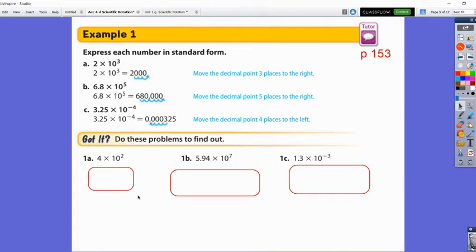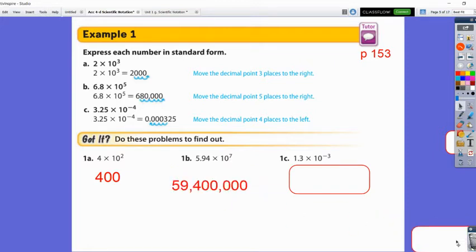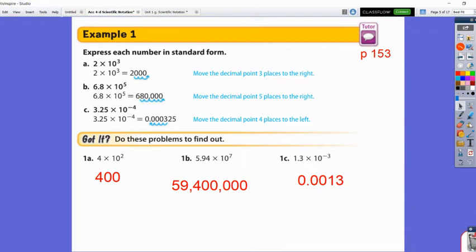There's a few for you to try on your own. We'll practice a bunch of these, but here are 3 in the presentation. 4 times 10 to the second in standard notation. That's 400. 5.94 times 10 to the seventh. That's 59,400,000. There are 5 zeros after the 4 because the first 2 powers of 10 are taken up by the 9 and the 4. 1.3 times 10 to the negative third. A negative power of 10 means a small number, so this is 0.0013.